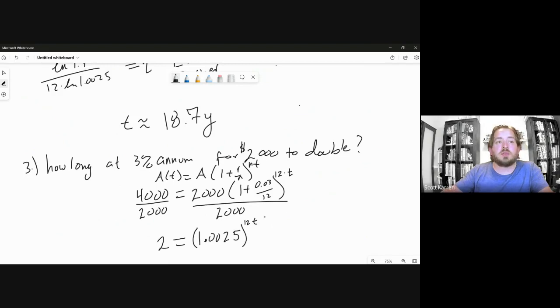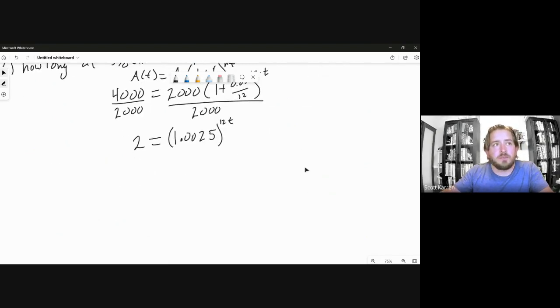And we'll go through the same process that we just did. So take the natural log of each side. Natural log of 2 equals the natural log of 1.0025 to the 12t. That 12t comes down as a multiplier.